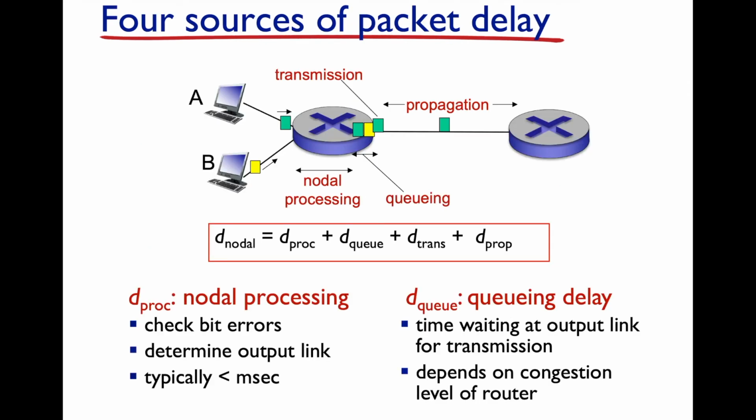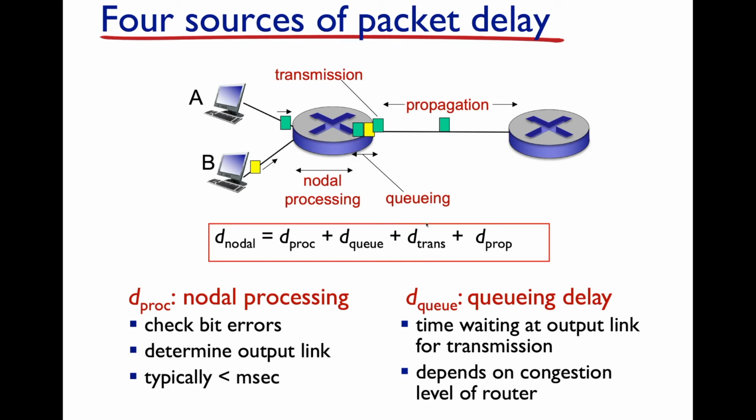So let's take a look at all of the sources of delay for a packet switch, a router. The nodal delay is the total delay for a router, and that consists of 4 components. There's the processing delay, dproc. There's the queuing delay, dq. There's a transmission delay, dtrans. And there's a propagation delay, dprop. We already talked about dprop. dq is the queuing delay, the time that a packet waits in a queue at a router before it gets its turn to be transmitted.